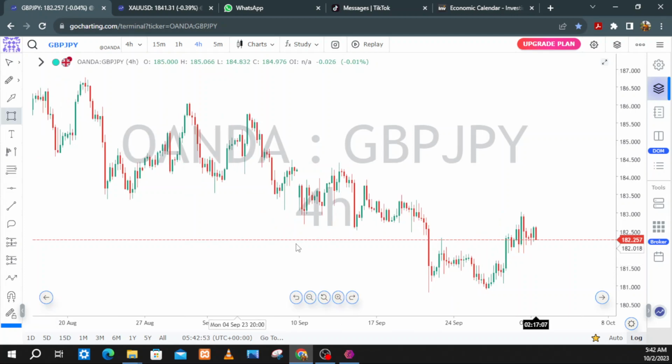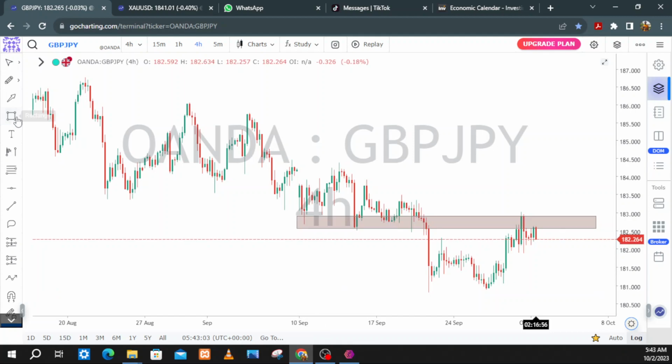So I'm going to have a zone here like this. Good. And then I'll have a support around this level too. A support because you can see clearly that the market made a turn around that area.